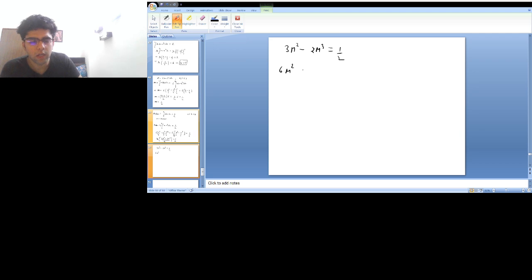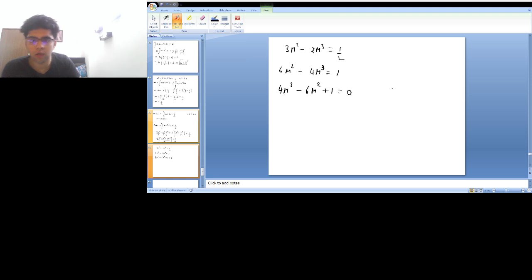Taking 6 to the LHS, 4m cube is equal to 1. This gives me 4m cube minus 6m square plus 1 is equal to 0, taking all of the terms on the LHS to the RHS. 4m cube minus 6m square plus 1 is equal to 0. So I need to solve this equation now.